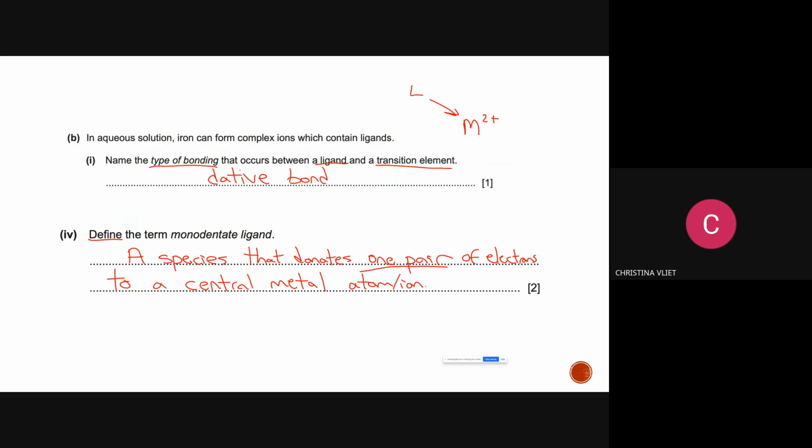All right, so that was worth 2 marks. It's common. I would know these 2 marks. I would say species donates 1 pair of electrons. So where's the second mark? That it's donating to the central metal. That's the second mark. This is literally 8 words for 2 marks. That is a lot easier than some of the other 2 mark questions that you will see.